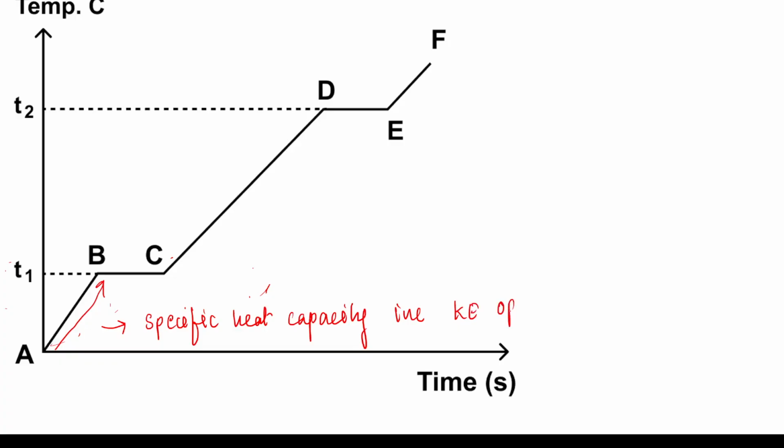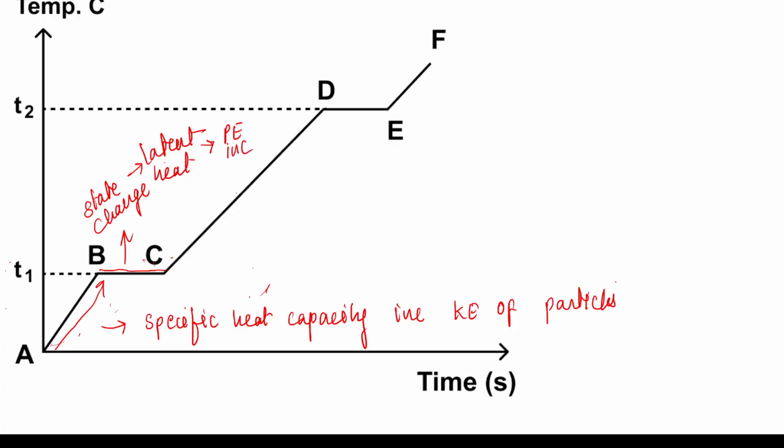And which energy is then increasing? KE of particles. Brilliant. Now you're still giving the heat, but the temperature has stopped increasing, it remains constant. That means here state change, which energy are you giving? Latent heat. And increasing which? PE increases. Here again temperature change, so specific heat capacity increases KE.